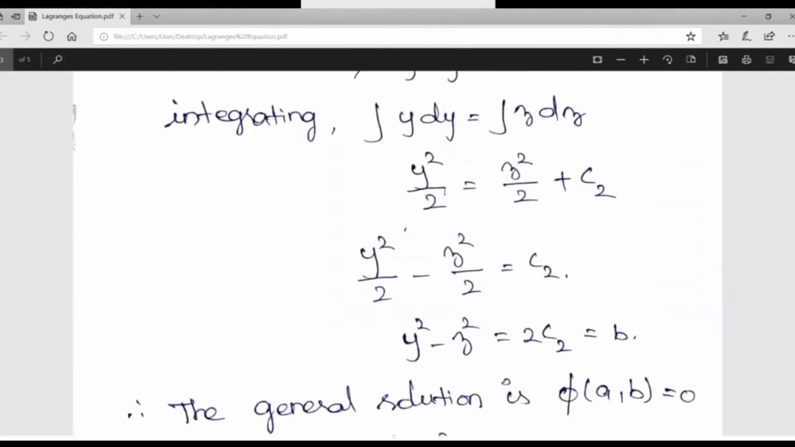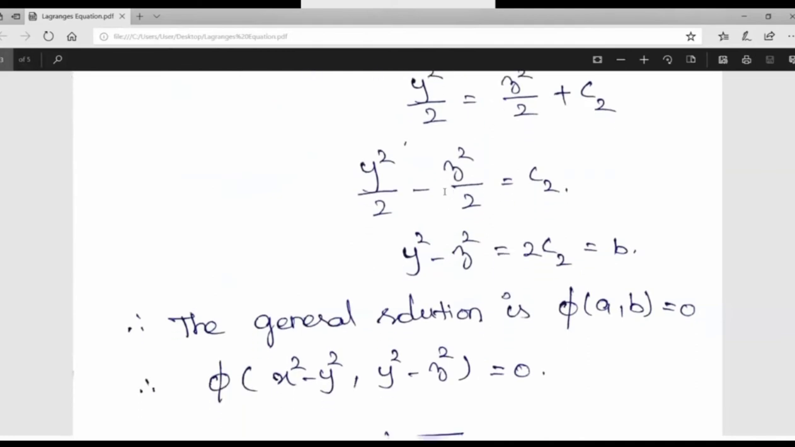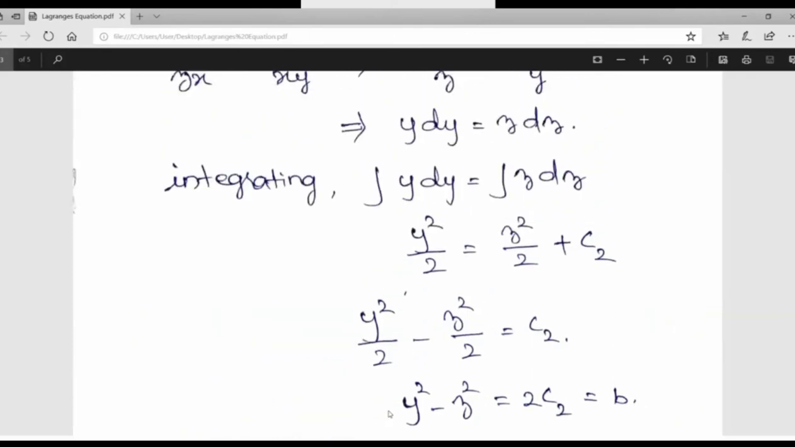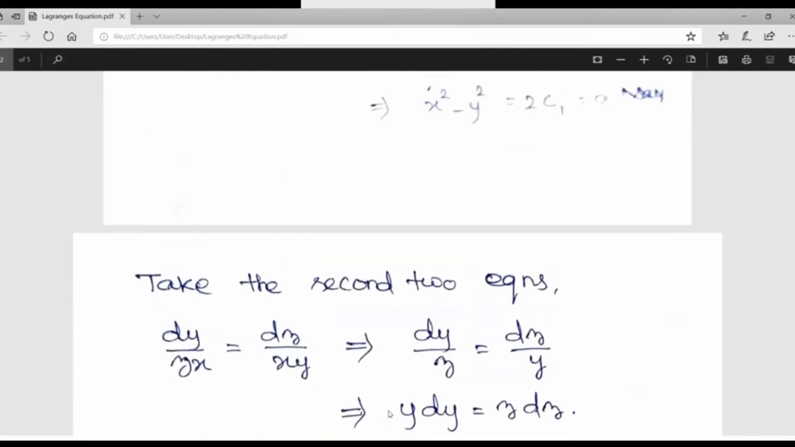Similarly, for b, you will be getting the value as y square minus z square. So we can write our general solution like that, phi of x square minus y square and y square minus z square, that is equal to 0. So the given equations were solved and we are getting the solution in terms of phi like this only. So two variables, that is two solutions, we are having here.